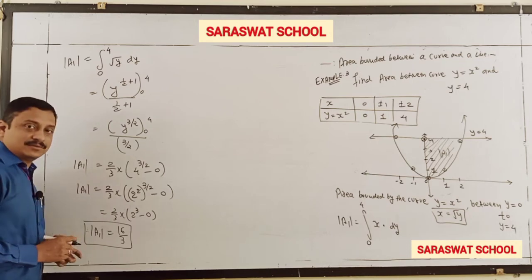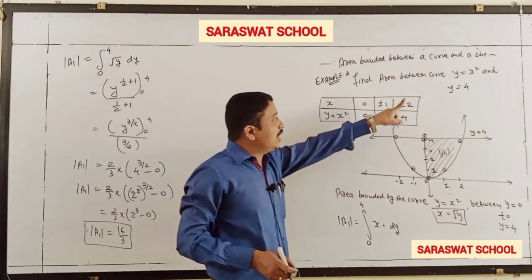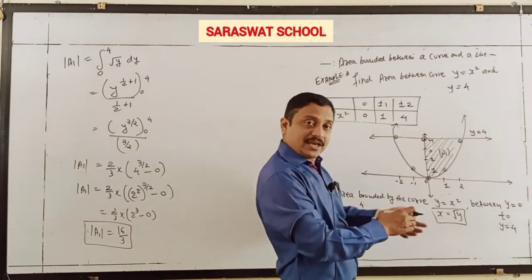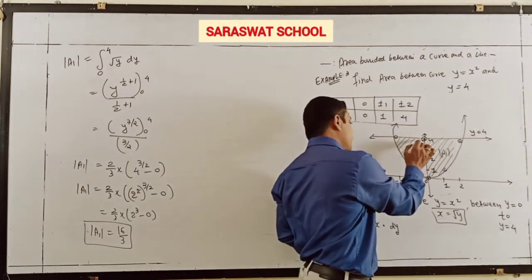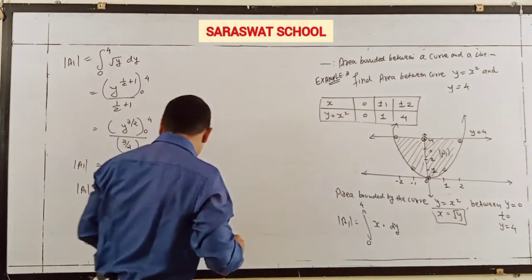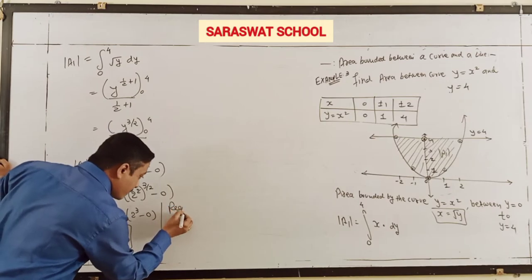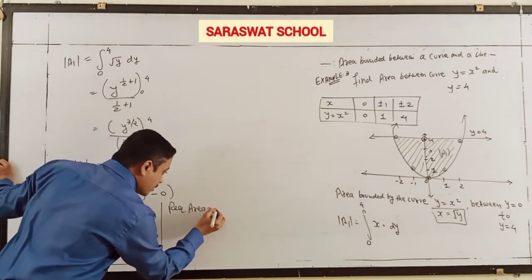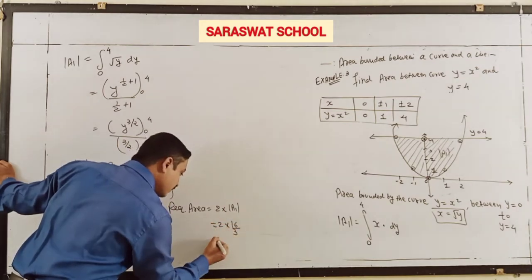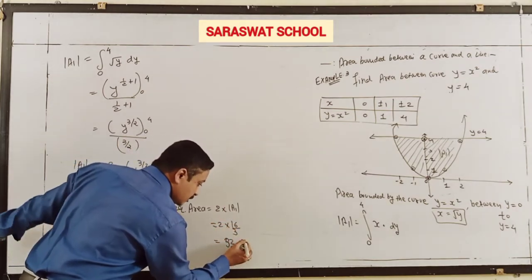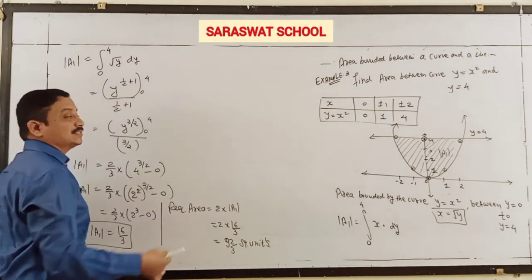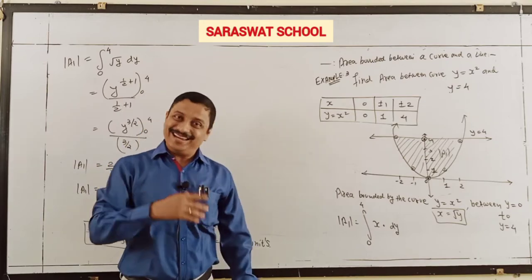Now A1 is done. But I want the area between the line and the curve. It means this full region, so this area is also covered. That's why I make it double. So the required area is double A1. Double 16 by 3 means 32 by 3 square units. And here, students, your third example is easily done.